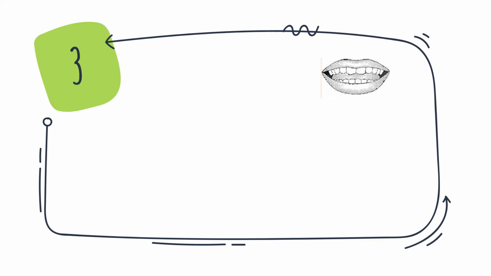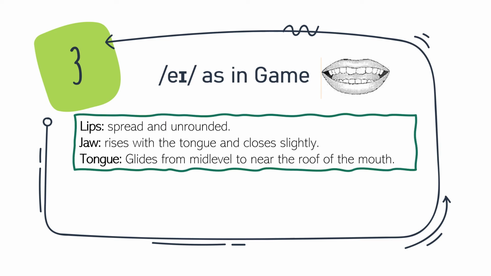The third vowel sound is a diphthong. As we have seen so far, in order to reproduce this vowel sound, we consider the lips, jaw, and tongue. So keep in mind that you need to keep your lips spread and unrounded, as in the picture that we have right here. Then the jaw rises with the tongue and closes slightly. The tongue glides from the middle level to near the roof of the mouth.